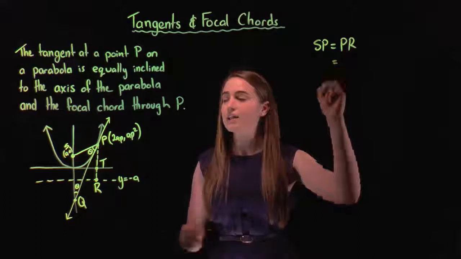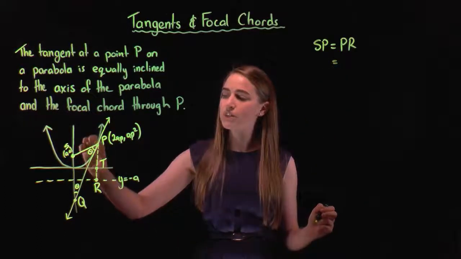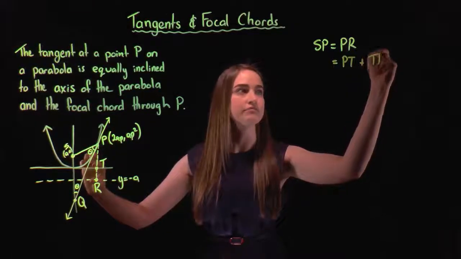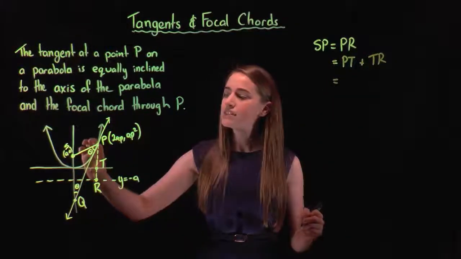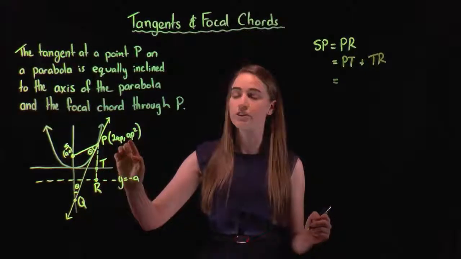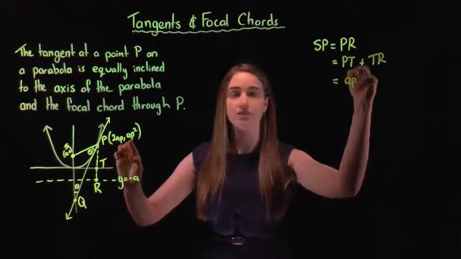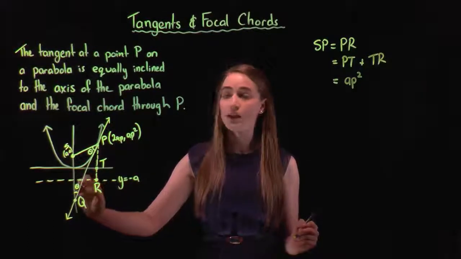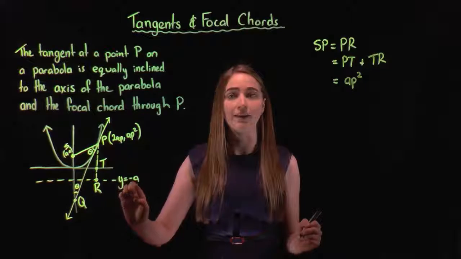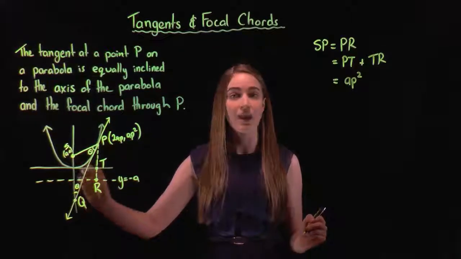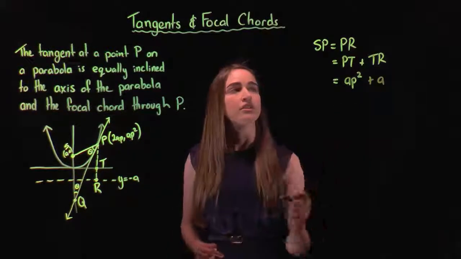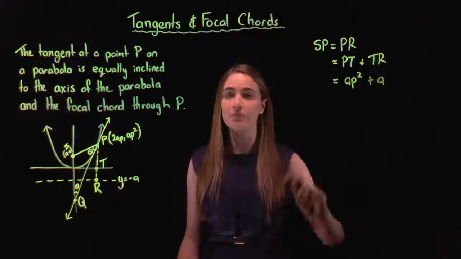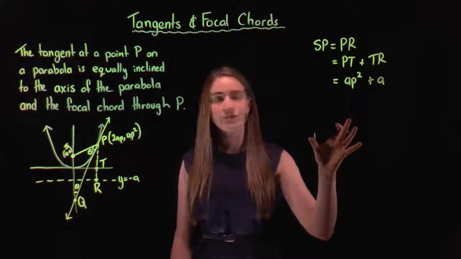Now if we look at that length PR, that's going to be the distance PT plus the distance TR. That distance PT is just going to be the y-coordinate of P, which is AP squared. And the distance TR, well, we know that R lies on the directrix, which has y-coordinate minus A, so that distance has to be A units. That means that the distance SP, from the focus to the point, is AP squared plus A. Now let's leave that for a little while.